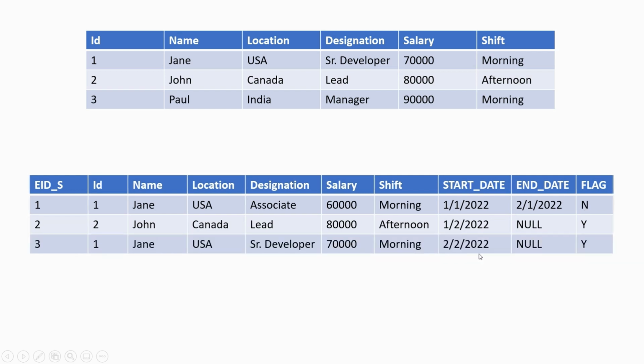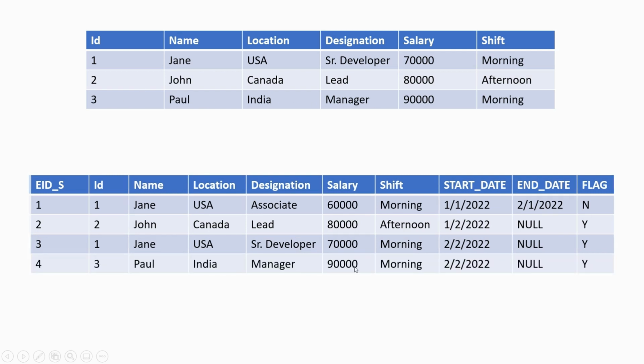Also, we will insert a new record in the table with start date as the date when we got the data and end date as null because this is the most recent record for Jane and the flag will be active. Also, this surrogate key will increment by 1 because we inserted a new row. Notice the ID or natural key is still the same, just the surrogate key has increased. Also, this source has a new row for Paul that will also be inserted in our target table.